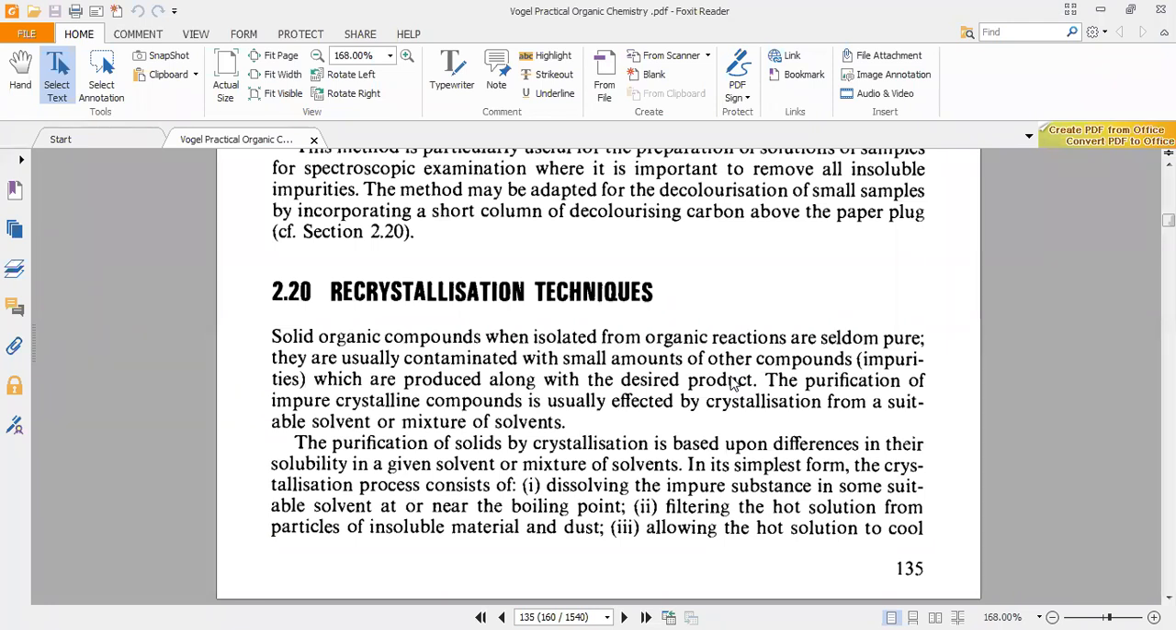At the boiling point or close to the boiling point of a solvent, if we are dissolving a solute, this is called a supersaturated solution. And no doubt at that time, some of the solute will not be soluble. So we filter it hot. We don't let it cool down and then filter. No, not at all. When it is hot, we filter it.